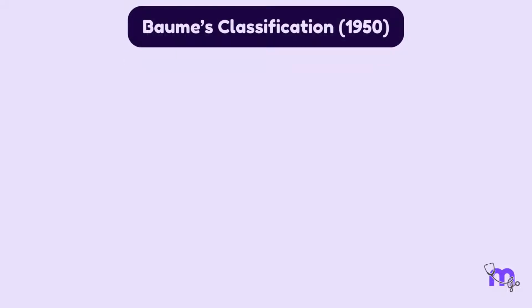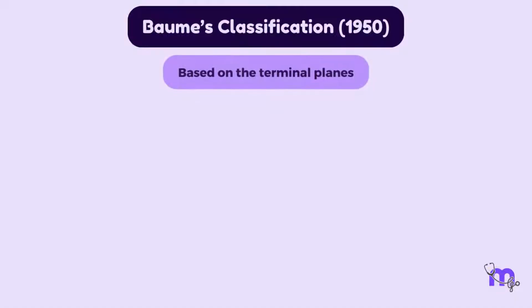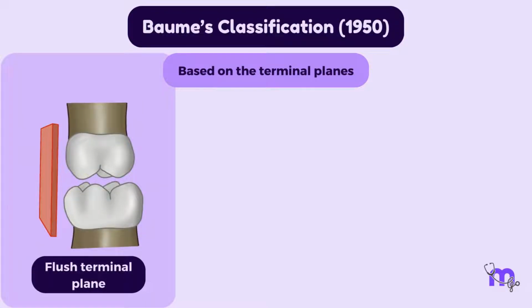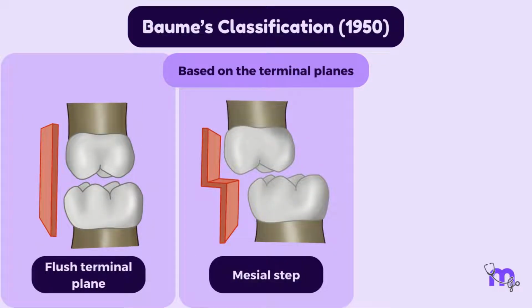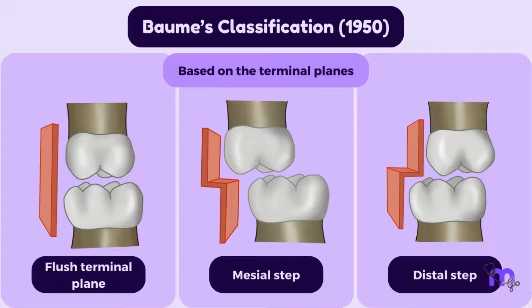According to Baume in 1950, primary occlusion can be classified into three types based on the terminal planes: the flush terminal plane, the mesial step, and the distal step. Let us discuss them in detail.